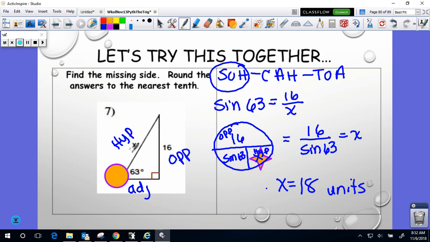And we're done. Now, what's the difference between what we did in day 2 and now? It's that we don't have 2 sides here, so I can't use Pythagorean's theorem. I was given 2 sides and an angle, so I have to lean on trig. And that's the biggest difference. Now, once you get this side, the 18, you can go and use Pythagorean's theorem to find the adjacent side.